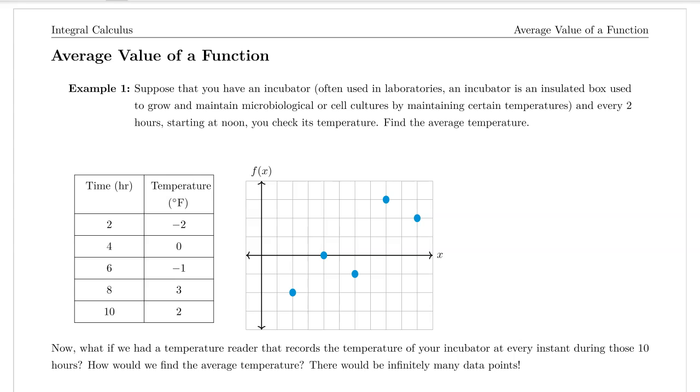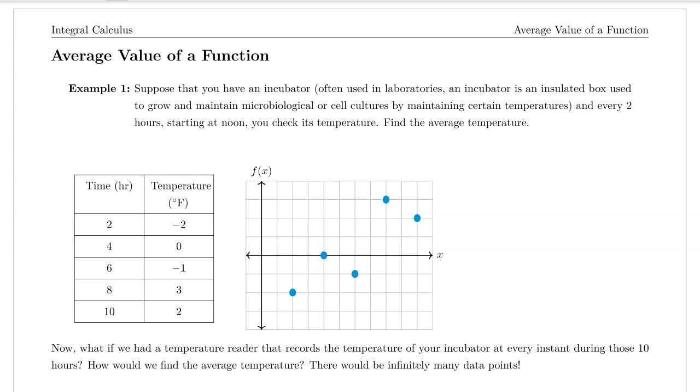In this video, we're going to be talking about the average value of a function. Example 1 says, suppose that you have an incubator. Often used in laboratories, an incubator is an insulated box used to grow and maintain microbiological or cell cultures by maintaining certain temperatures. And every 2 hours, starting at noon, you check its temperature. Find the average temperature. So we have our data points in a table as well as in a graph.